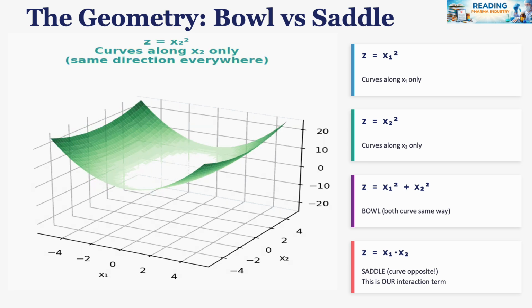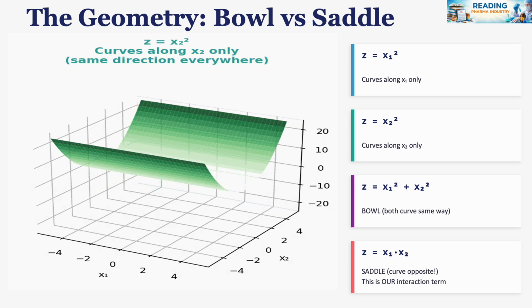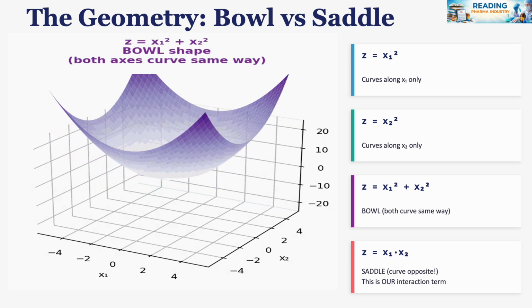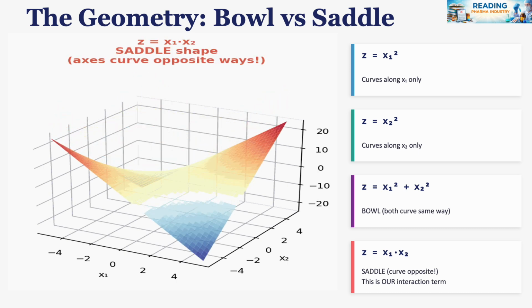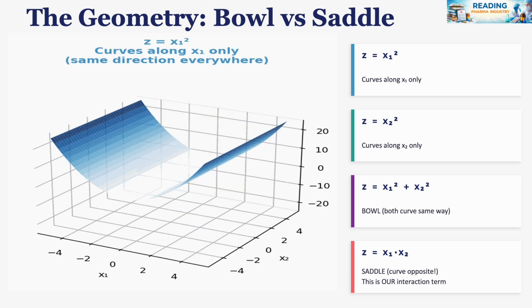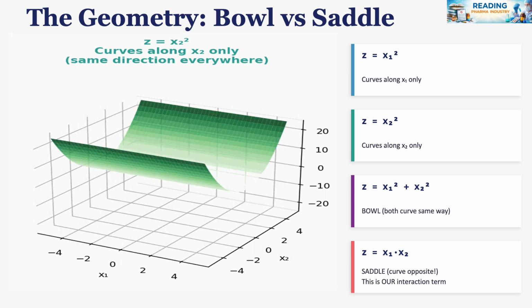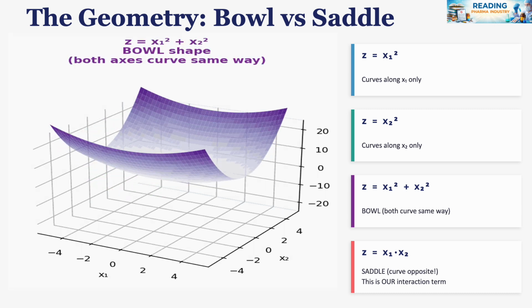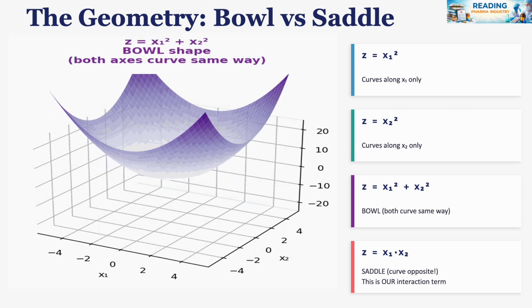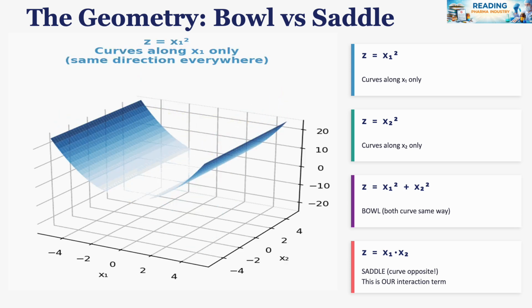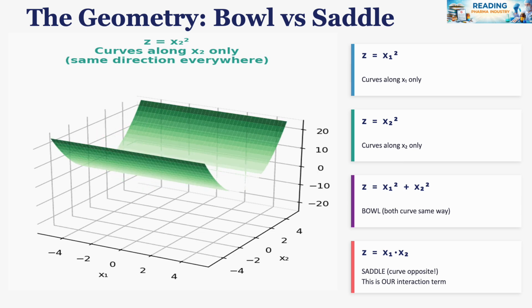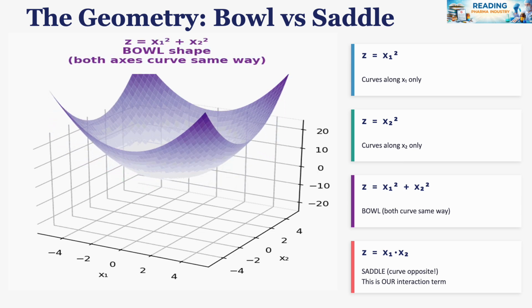x1 squared plus x2 squared makes a bowl. So both axes curve the same way, giving one minimum. x1 times x2 makes a saddle. So the axes curve in opposite directions. There is no single minimum or maximum. This saddle is exactly what our interaction term creates.